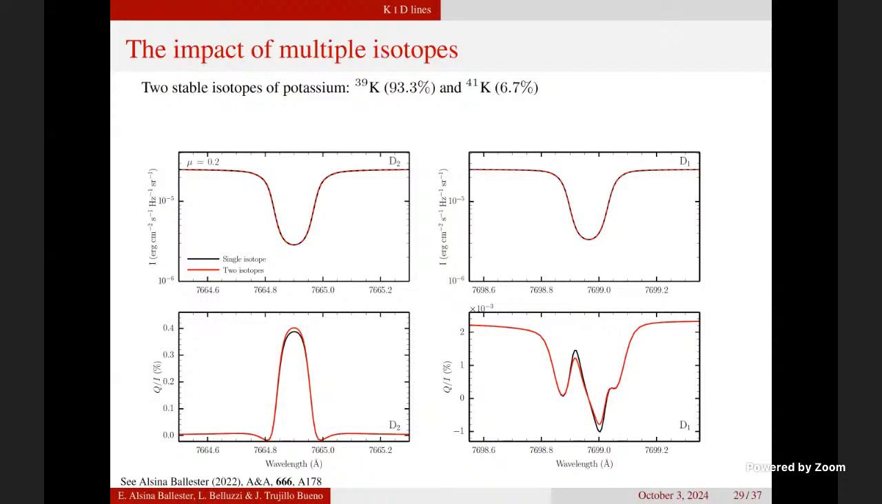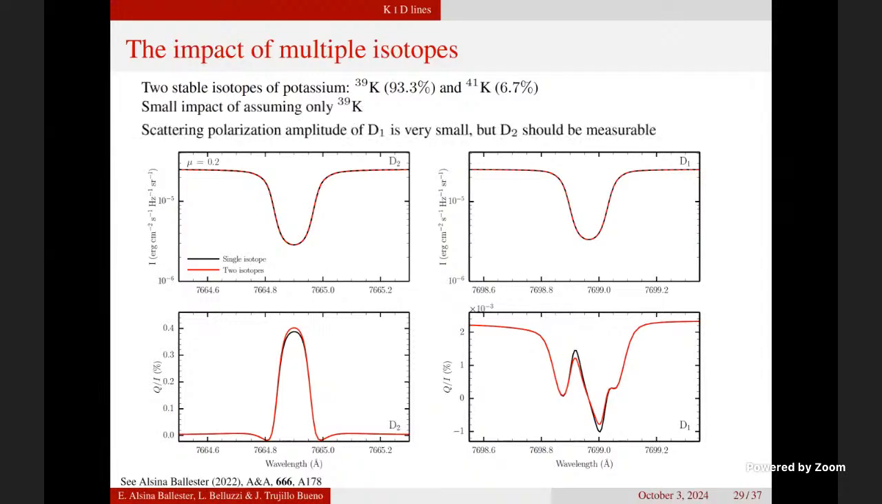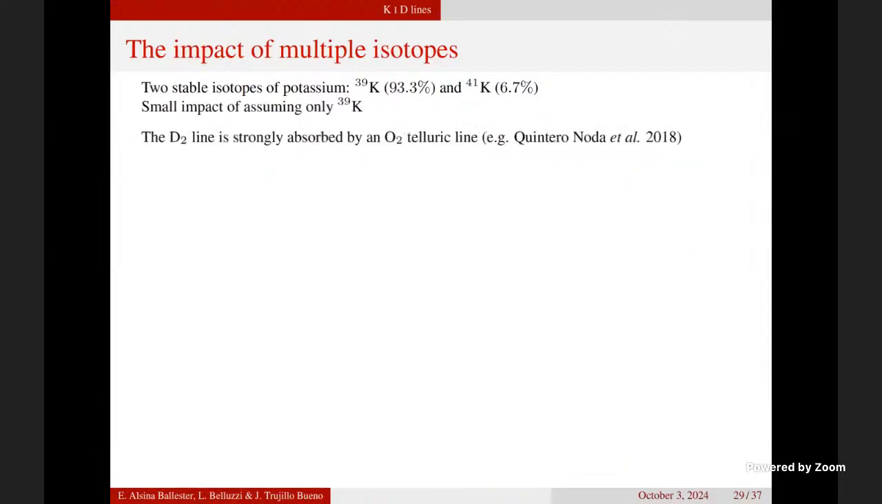This is a tiny signal which is hardly appreciable, and this is because of the small hyperfine structure in the potassium. On the other hand, the D2 line, which is produced by standard scattering polarization, because the upper level can carry atomic polarization, we see that this is much larger. Now, the D2 line is of some interest because this line cannot be observed from the ground because it is absorbed by a strong oxygen telluric line.